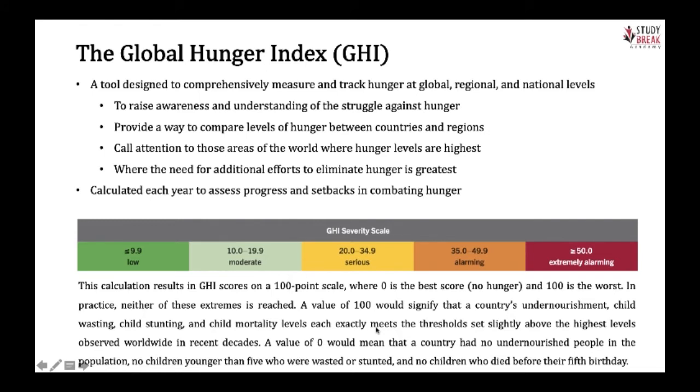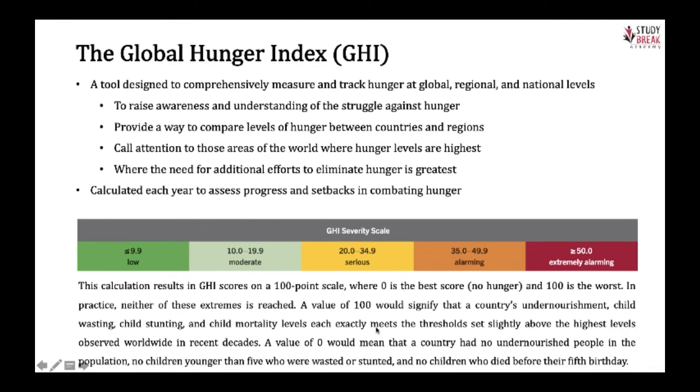And where do these organizations need to work? At this point, let me tell you something. Both Concern and Welthungerhilfe do massive work across the world to get rid of hunger. If you are interested, go to their websites and you will find the work they have done till now is phenomenal. This Global Hunger Index is calculated every year to assess the progress and setbacks in combating hunger. Now they create a GHI.